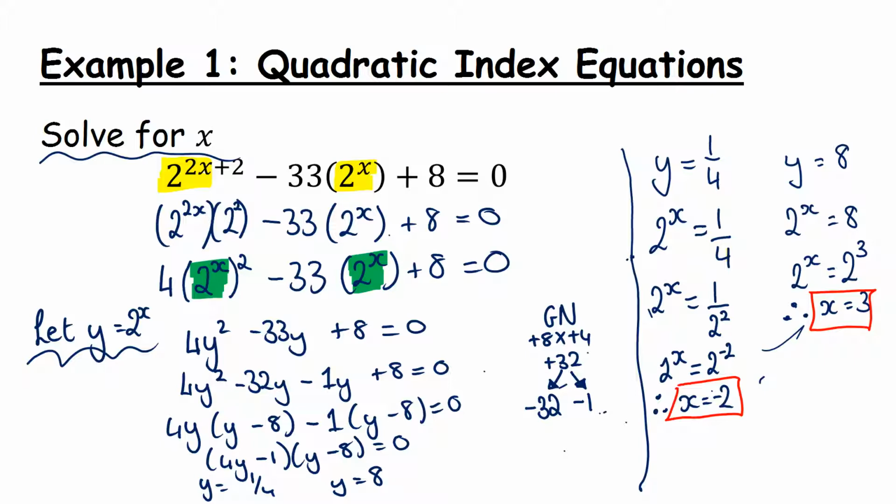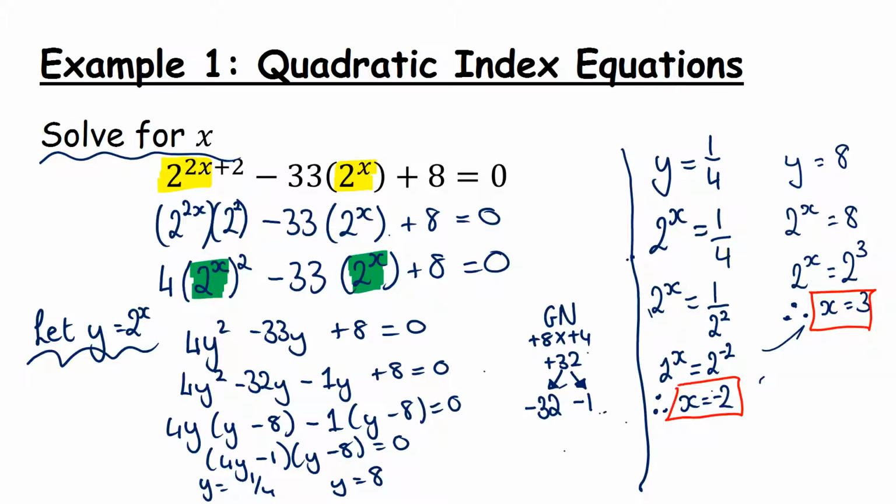So we have two answers there for y. Just be careful because we're not finished, and the reason we're not finished is they did not ask us to solve for y, they asked us to solve for x. So we go back and we say we know y is equal to a quarter, but we also say that y is 2 to the power of x.